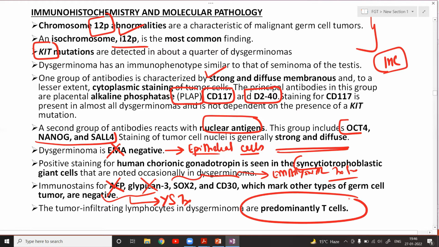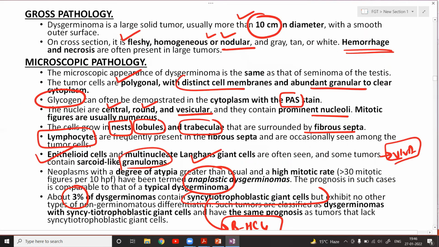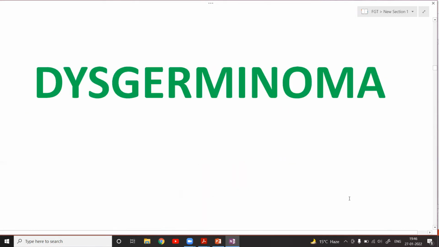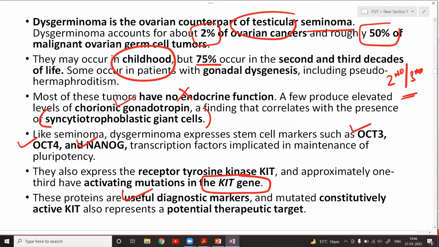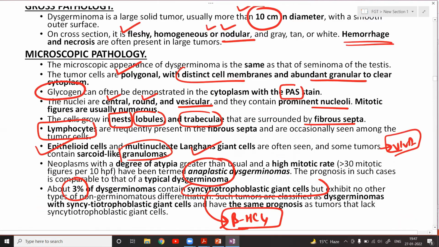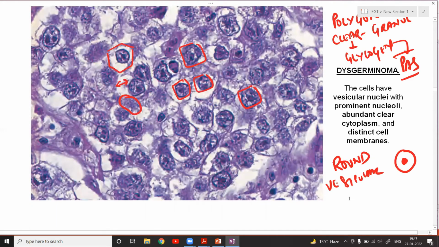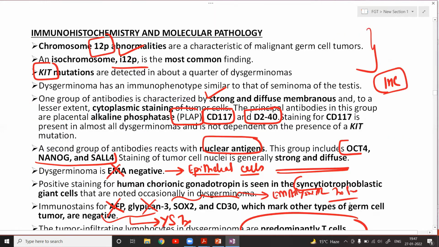So I hope dysgerminoma is clear to everyone. Any doubts with regard to dysgerminoma? Yes. It is a very, very important exam question, and it is asked always. One slide will be there from germ cell tumor, especially dysgerminoma. Okay. Any doubts?